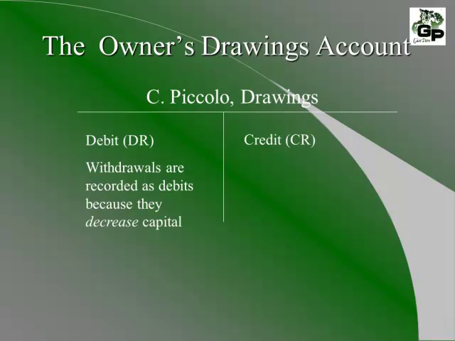Let's take a look at what it looks like when it's in the general ledger. We can see here that we have an example of a T account. C Piccolo Drawings is the name of the account, and we have a debit side and a credit side. Withdrawals, when owners remove funds from a business, are recorded as debits because they decrease capital. Please remember, these are not expenses, they are equity accounts.